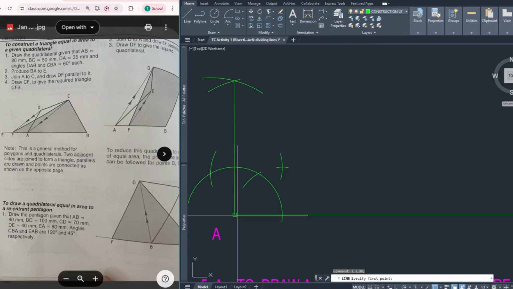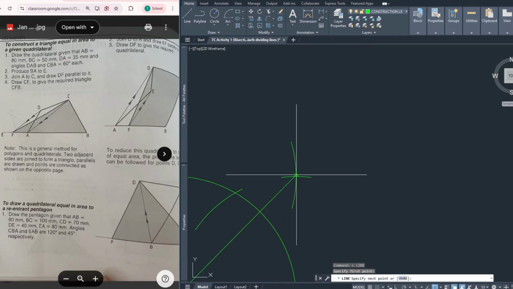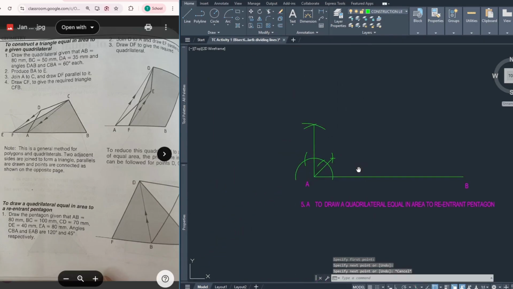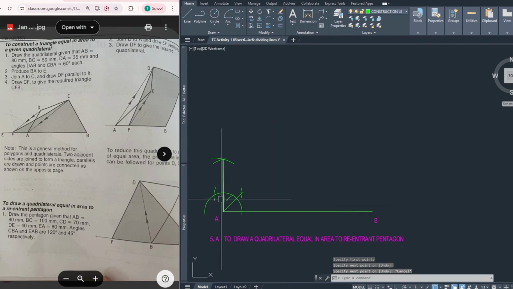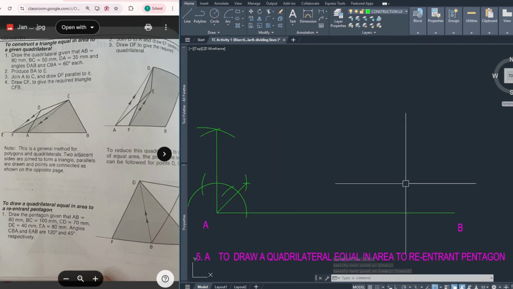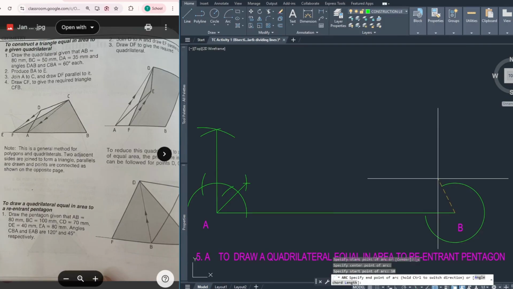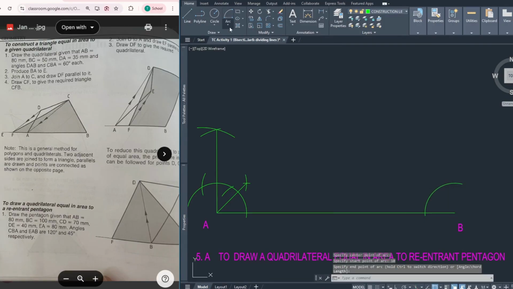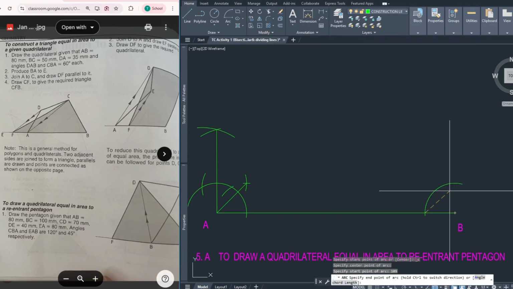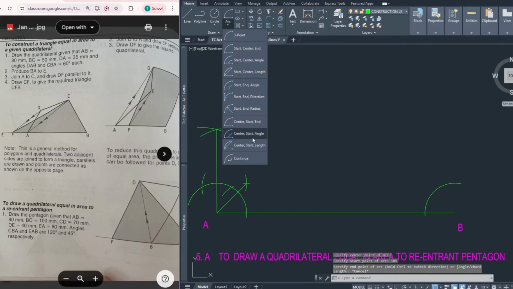All right. Draw a line to the intersection. Now, the next thing we need to do is to establish our 120 on this side, which is the angle CBA. So center, start, end again. I'm using 10. I'm going to use 10 again. Center, start, end.